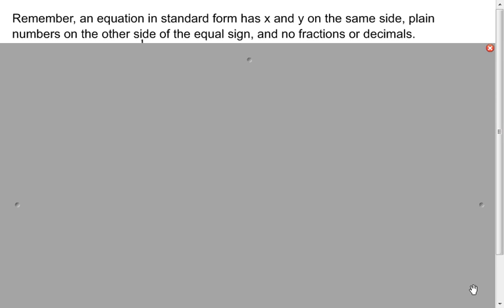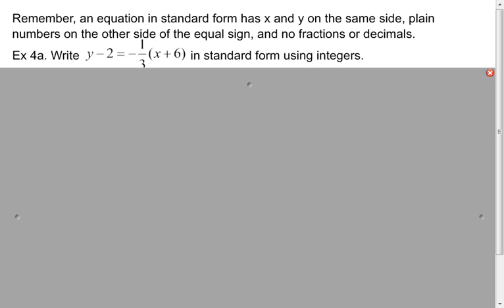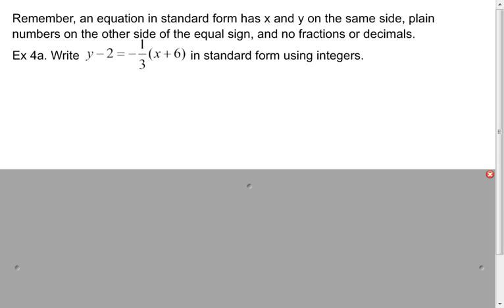Remember, an equation in standard form has x and y on the same side, plain numbers on the other side of the equal sign, and no fractions or decimals anywhere. So if they give us one like this, how do we write this in standard form?